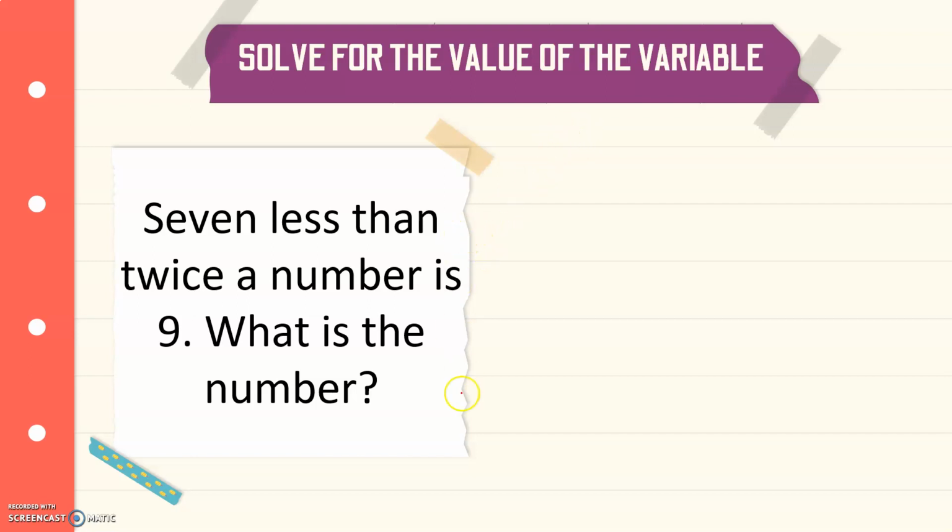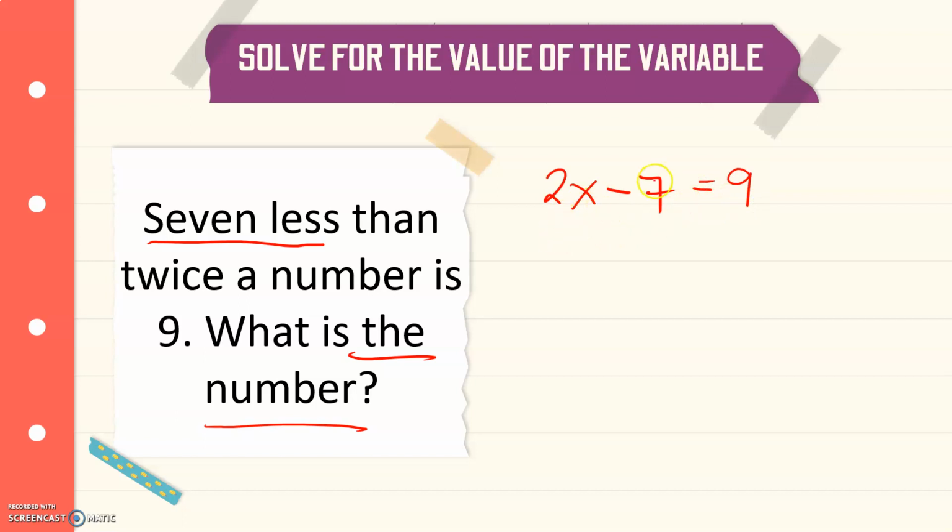Again, we'll translate this first into an algebraic equation for us to find that number. Seven less than twice a number is 9 is translated as: we will subtract 7, because it says 7 less than twice a number. When you say twice a number, it means 2 times the number, and that is written as 2x. So 2x minus 7 will give us 9.